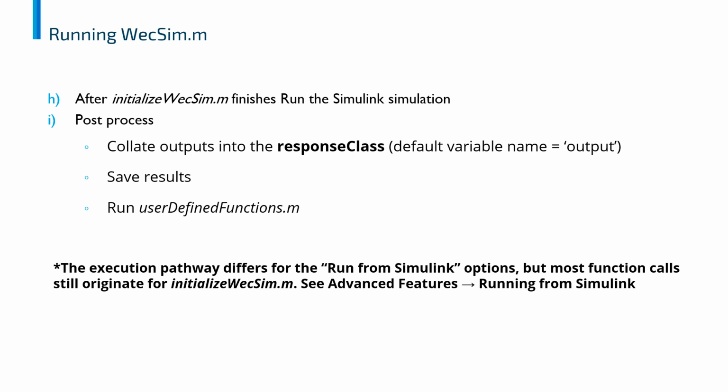After initializeWecSim is completed, WEC-Sim will then run the Simulink simulation to step through the time domain dynamics. You can observe the dynamics from the Simscape visualizer, or you can turn off the visualizer and wait for the post-process notification to be made. During the post-processing step, WEC-Sim takes all of the outputs that are in the Simulink model and outputs them in the response class. It will then save the results, and after that, it will run any user-defined functions written by the user to either calculate certain statistics automatically, plot certain time histories, or complete other custom features.